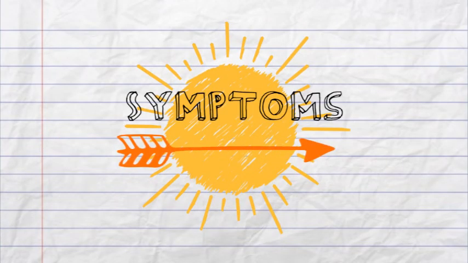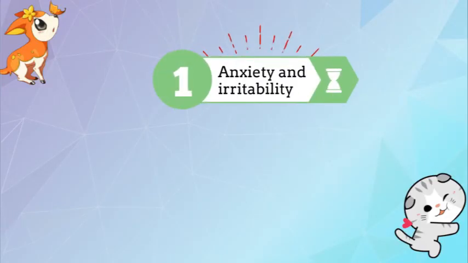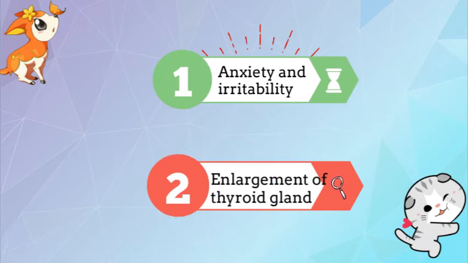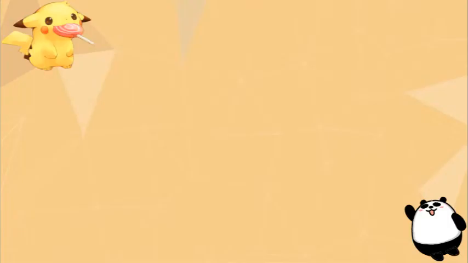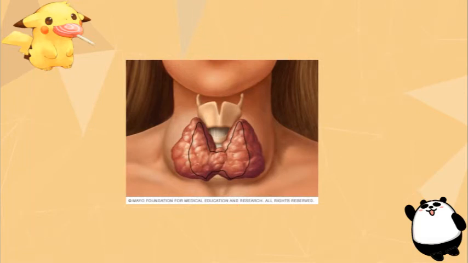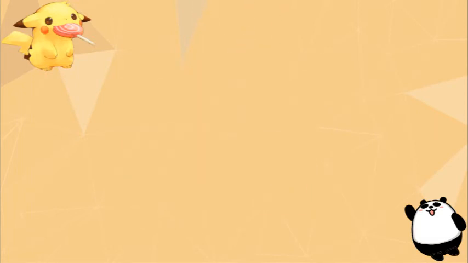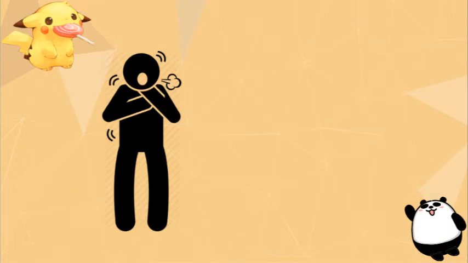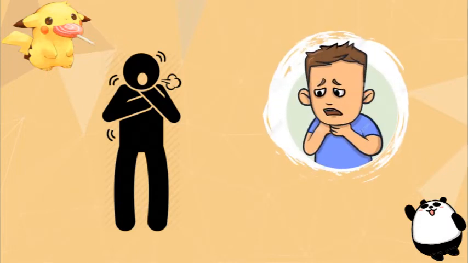So, how do you know whether you have Graves' disease or not? Here are some symptoms. First, anxiety and irritability. Stress also contributes greatly to the cause of this disease. Second, enlargement of the thyroid gland, or goiter. You'll see your neck somewhere close to the Adam's apple will be swollen or bigger than normal. Thirdly, shortness of breath, difficulty breathing. Sometimes you'll find it's hard to breathe because the enlargement of the thyroid gland is blocking the airway.